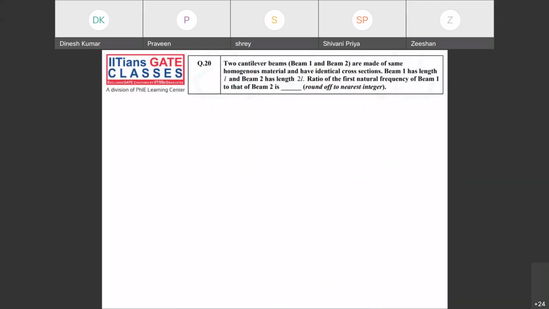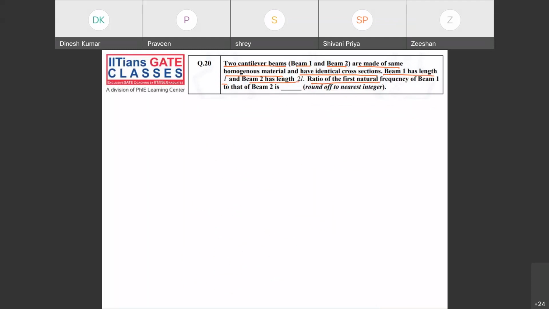Now let's move to the next question quickly. What is given? Two cantilever beams, beam 1 and beam 2, are made of the same homogeneous material and have identical cross section. Beam 1 has length L and beam 2 has length 2L.